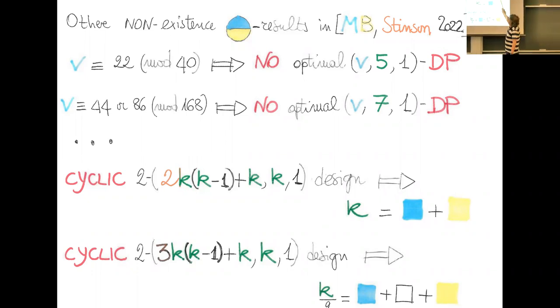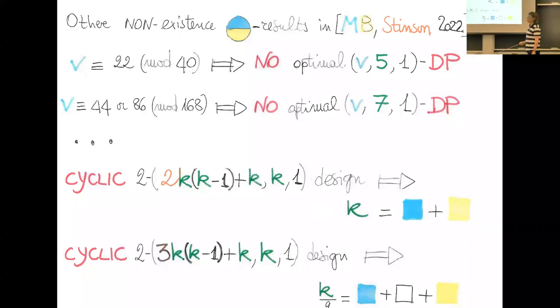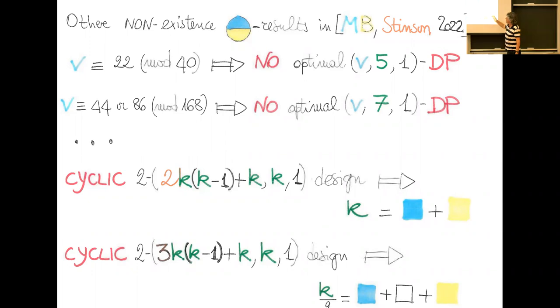For instance, there is no optimal (v, 5, 1) difference packing whenever v is congruent to 22 modulo 40. Another similar result holds for optimal (v, 7, 1) difference packings. There are many; here I indicated only some of them. And also with very similar reasonings, we established the non-existence of certain cyclic Steiner 2-designs with two or three base blocks. For instance, if v is of this form, 2k(k-1)+k, which is an admissible value for the existence of a cyclic design with this parameter, k must be the sum of two squares.